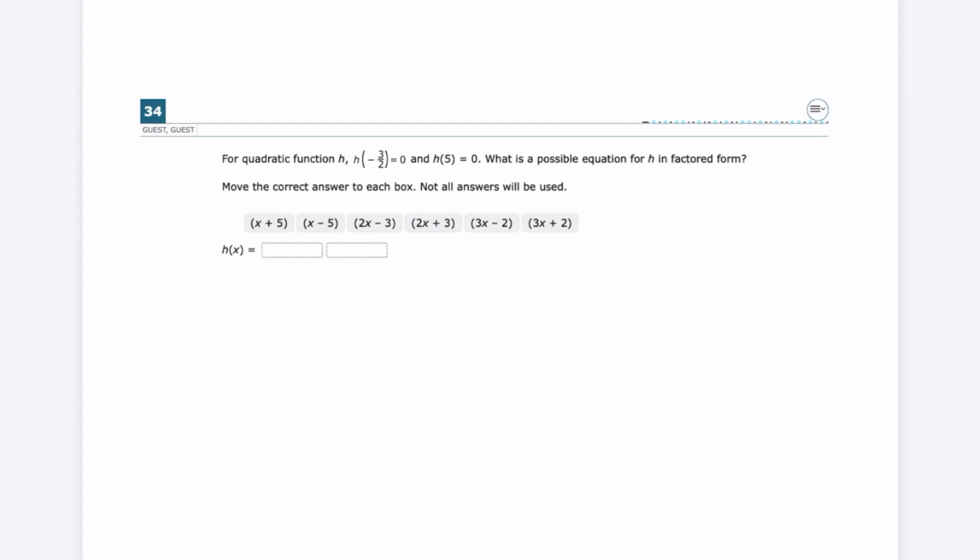So basically what they're telling us is that the zeros of the function are negative 3 over 2 and positive 5. Okay? So in other words, whenever we plug in negative 3 over 2 or positive 5 for x, we should get something equal to 0.